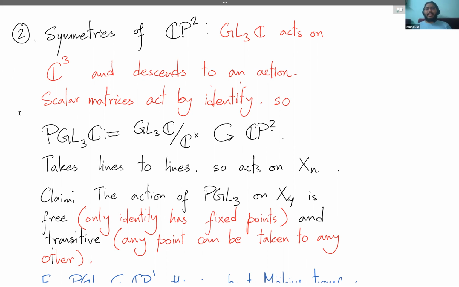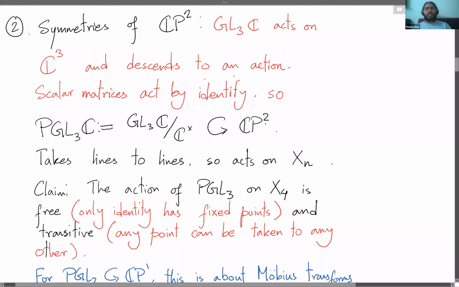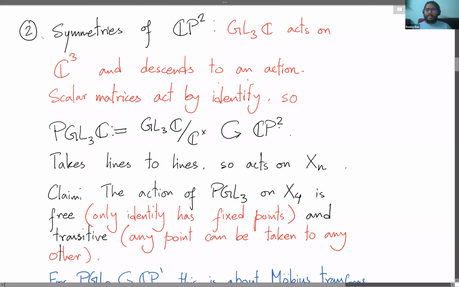And scalar matrices just scale each vector, so they don't change the line, so they act by identity, which means that you actually have an action of the projective general linear group, PGL3C, which is just the quotient by scalar matrices. Okay.